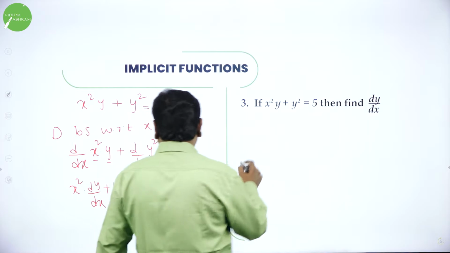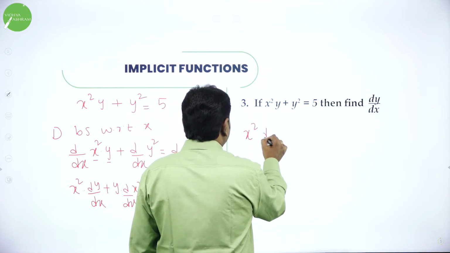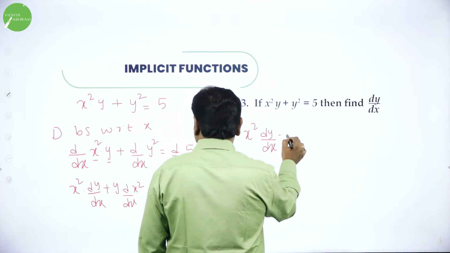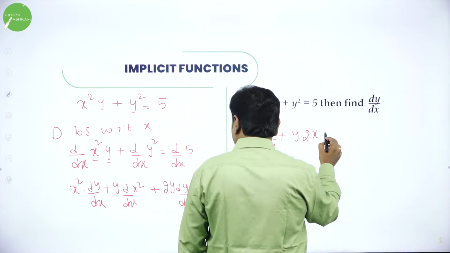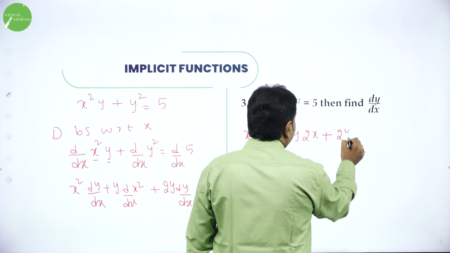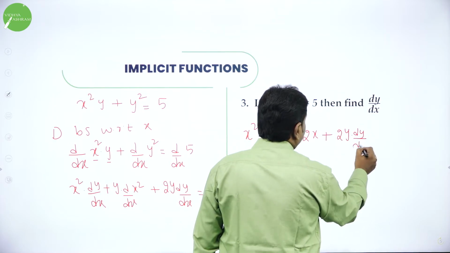Now further, x square into dy by dx plus y into d by dx of x square. What is d by dx of x square? 2x plus 2y into dy by dx is equal to 0.